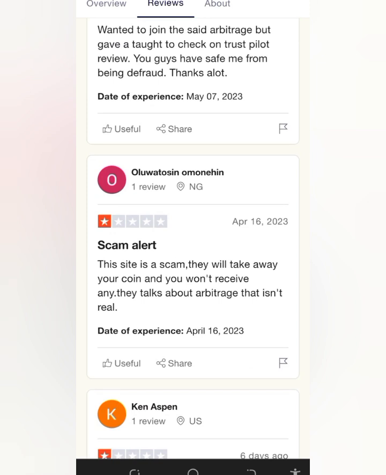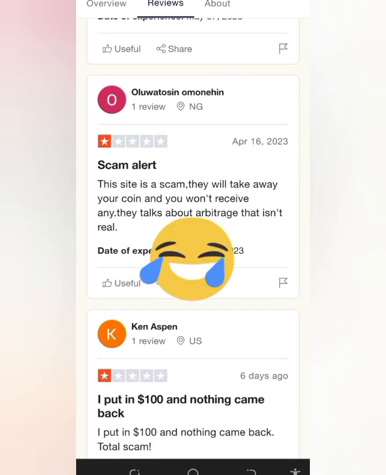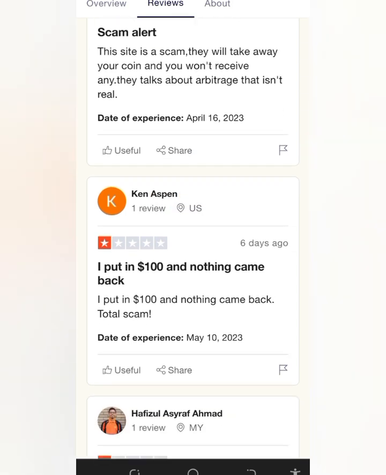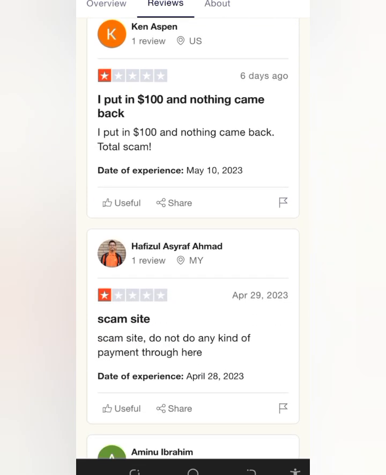Oh my gosh. This site is a scam. They will take away your coin and you won't receive any. They talk about arbitrage and this is the result. It's risky business, dears. I put in $100 and nothing came back. Oh my God. Thank you, Lord, for saving me from this scam.